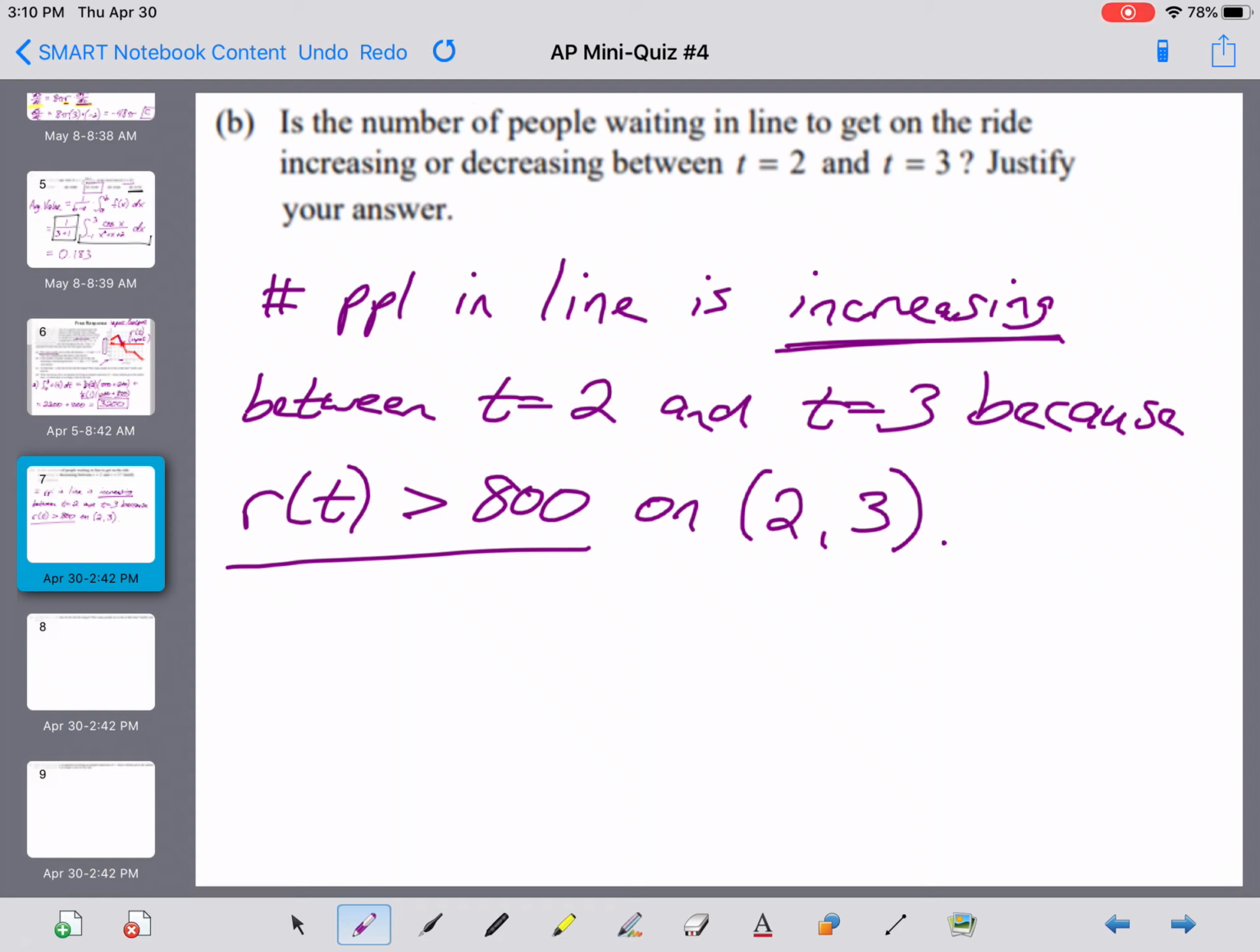As it worked out, you guys didn't know this at the time, all of b was only worth 1 point. So to get that 1 point, you needed to have the answer increasing, but also the reason because r of t was greater than 800.